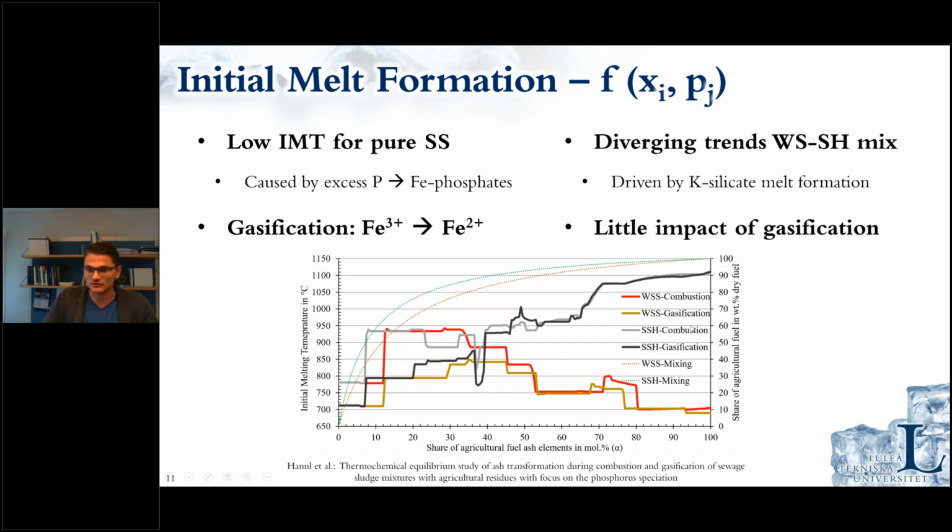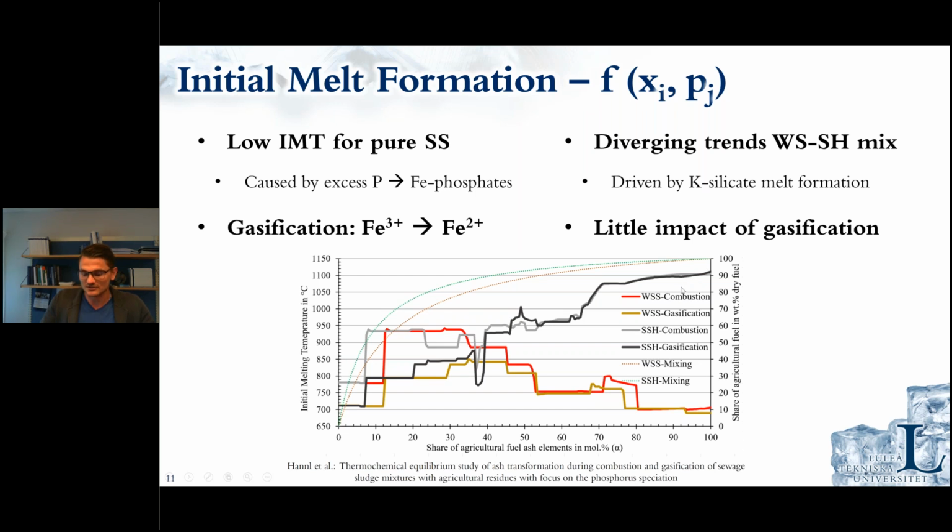On the other hand, when we go to this side, we have a diverging trend when we add agriculture residues, based on which type we add. We have sunflower husks, which has a very low content in silicon, and we have wheat straw, which has both potassium and silicon in there. And those are diverging a lot because we have the formation of a potassium silicate melt in wheat straw, but not in the sunflower husks, which assumes a very high stability.